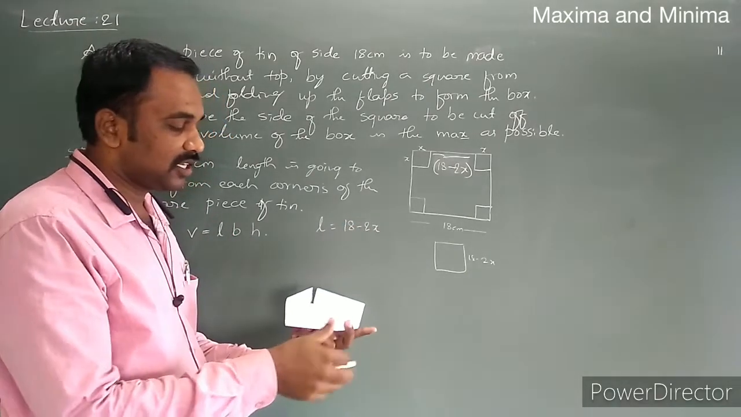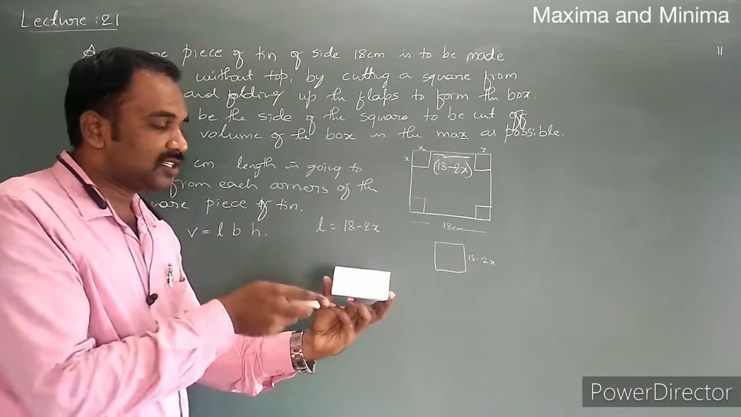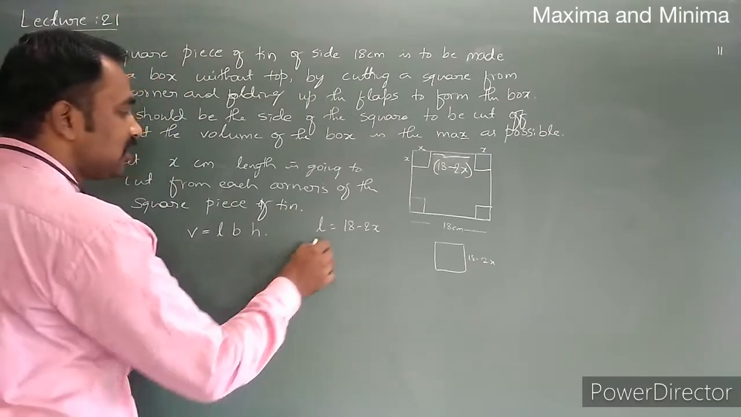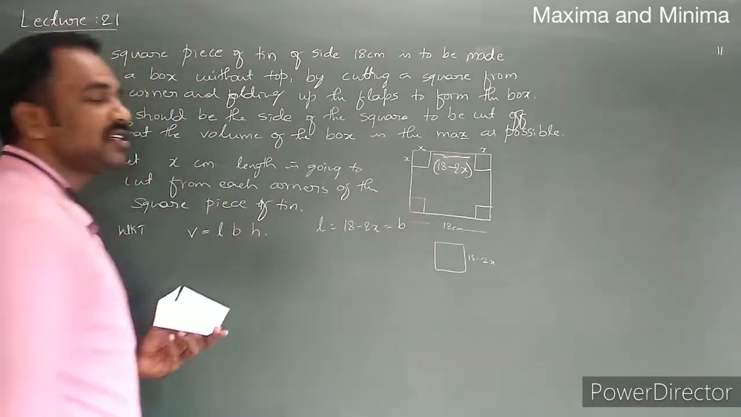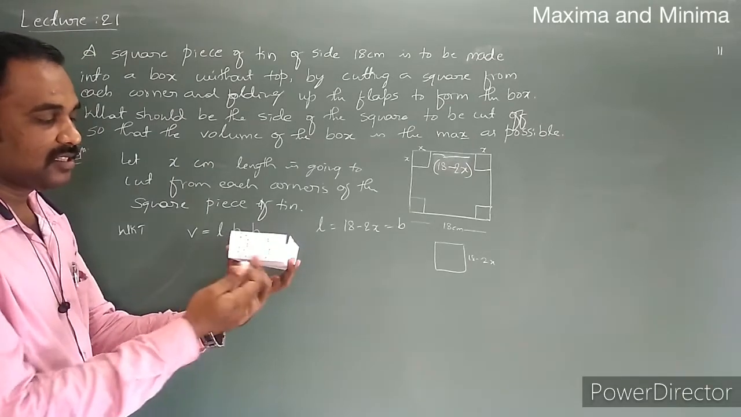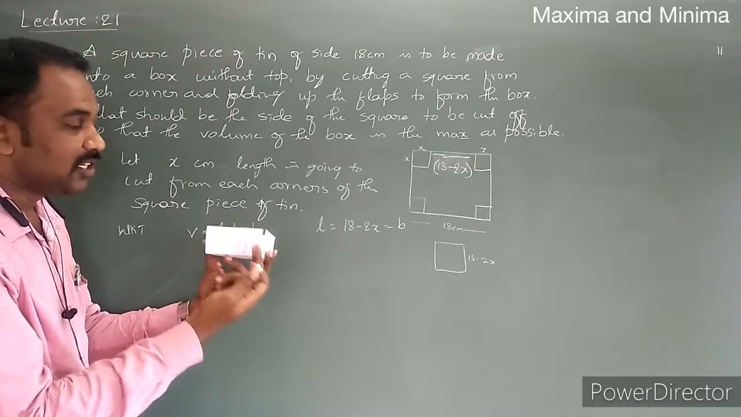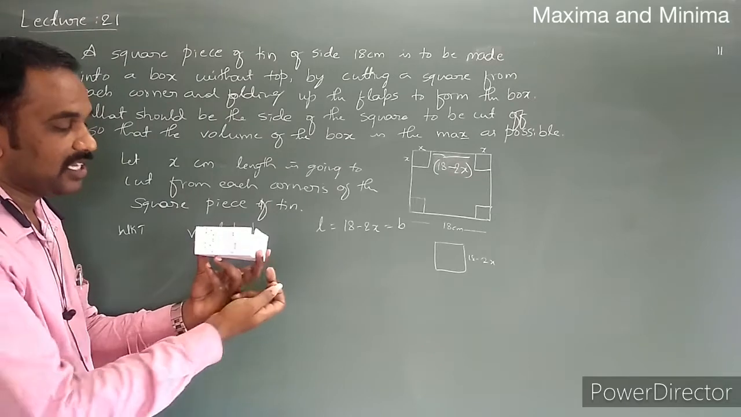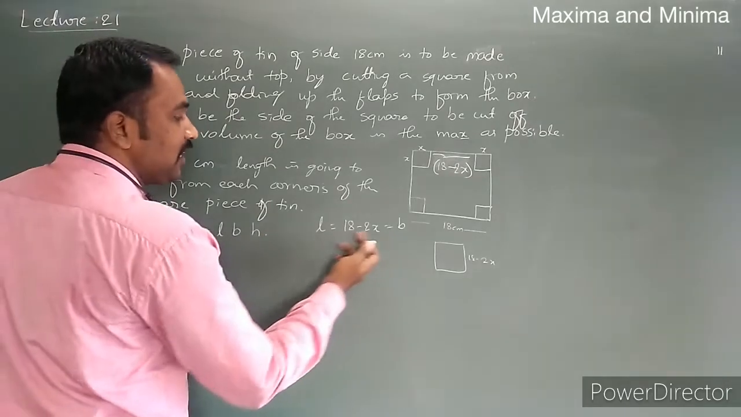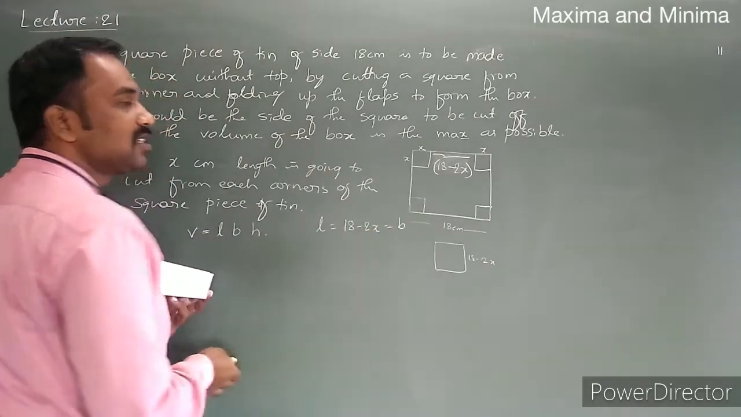Length of the box is 18 minus 2x. What is the breadth? Breadth is again the same thing, 18 minus 2x. Can you agree? This is the length, this is the breadth. If you cut a square here, it again becomes a square only. So 18 minus 2x is the length as well as the breadth.